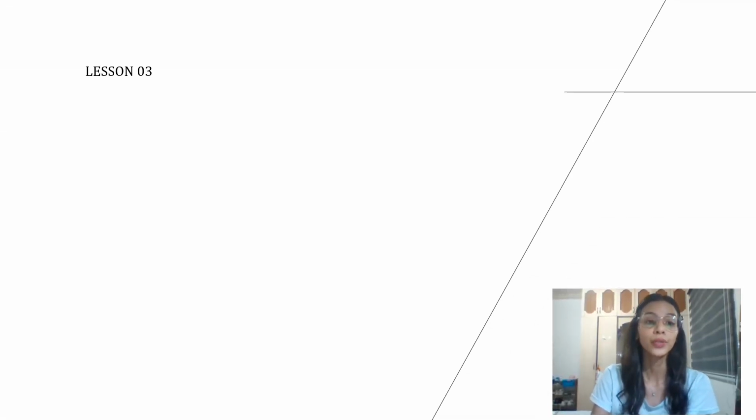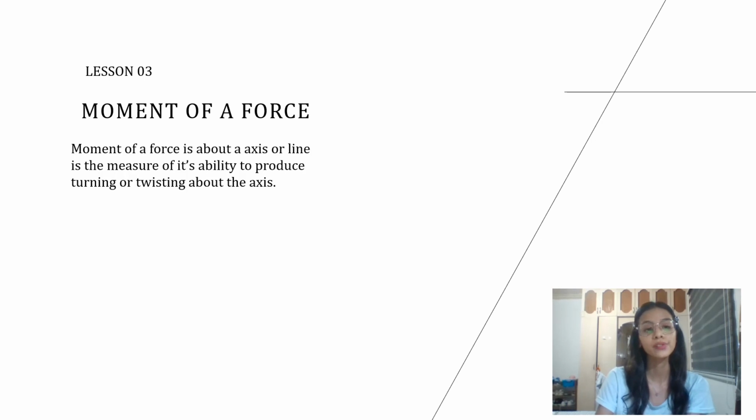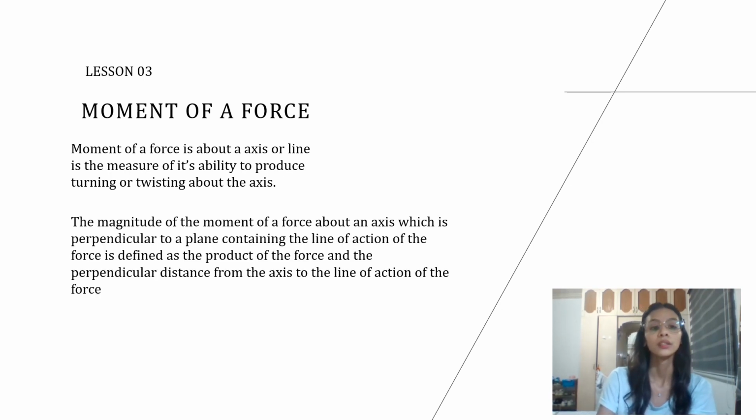For lesson 3, we have the moment of a force. The moment of a force about an axis or line is the measure of its ability to produce turning or twisting about the axis. The magnitude of the moment of a force about an axis which is perpendicular to a plane containing the line of action of the force is defined as the product of the force and the perpendicular distance from the axis to the line of action of the force. The formula of moment is equal to force times distance.